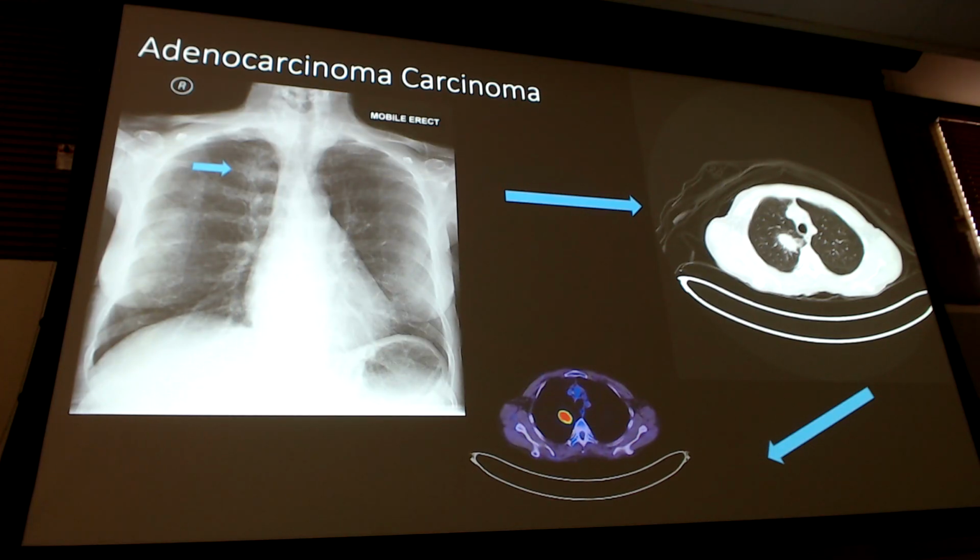And again, your stepwise process. X-ray, okay, what's going on? CT, verify it. Yes, the next imaging is PET scan, but you guys aren't going to order that.